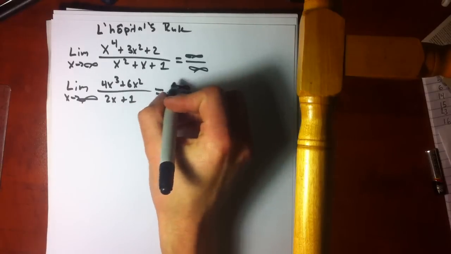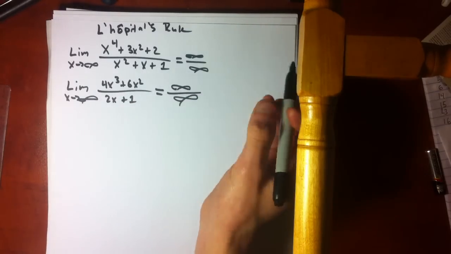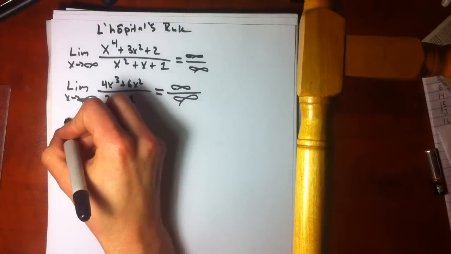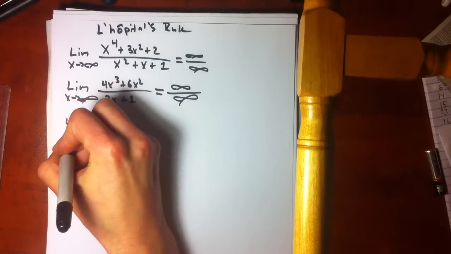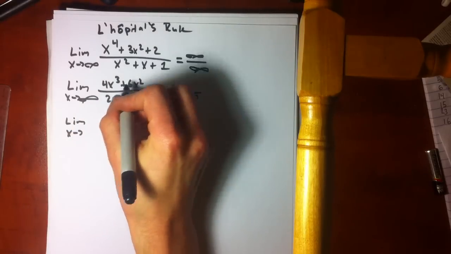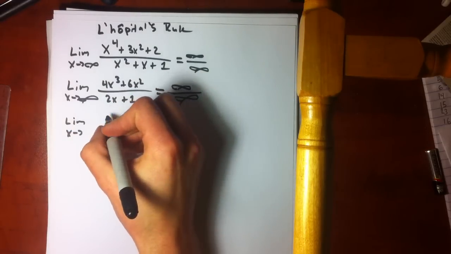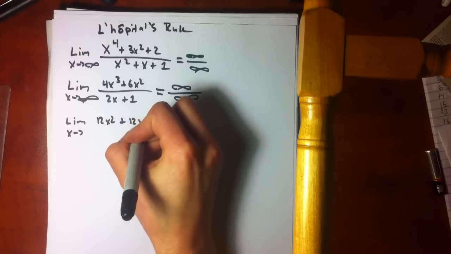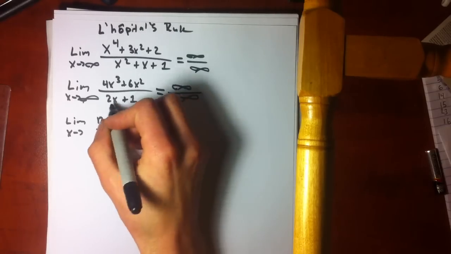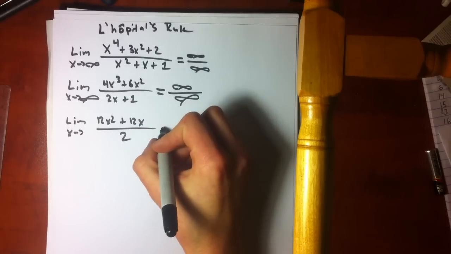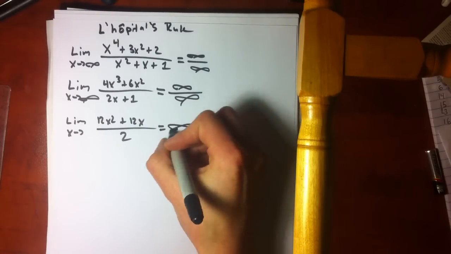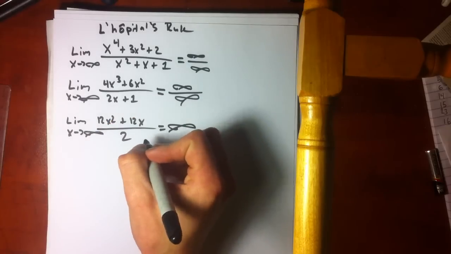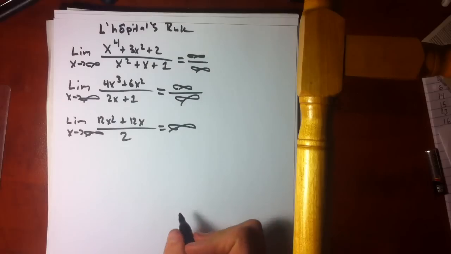So you do this all again, because you still have infinity over infinity. You apply L'Hôpital's rule all over again. So the limit as x tends to infinity, you take the derivative again. The derivative there is 4 times 3 is 12x squared plus 12x, over the derivative of that, which is 2. Take the limit of that, and you get infinity. And there you go, you got a solution. Whoop-de-doo. Like, who the hell cares?